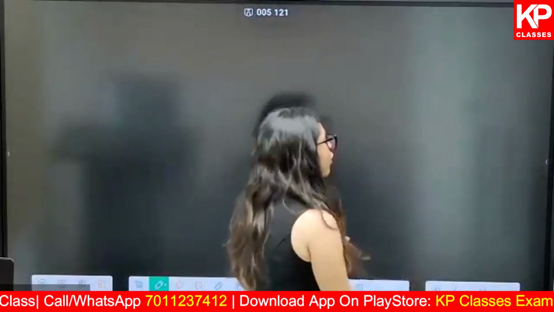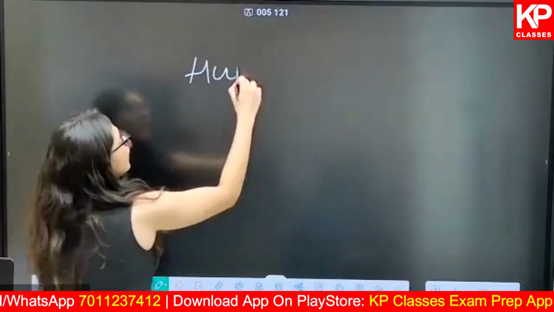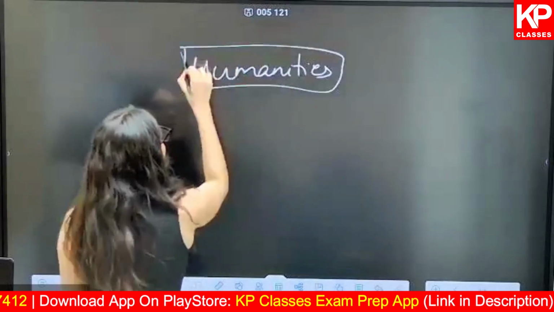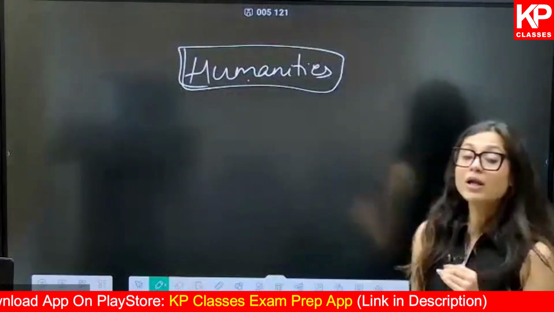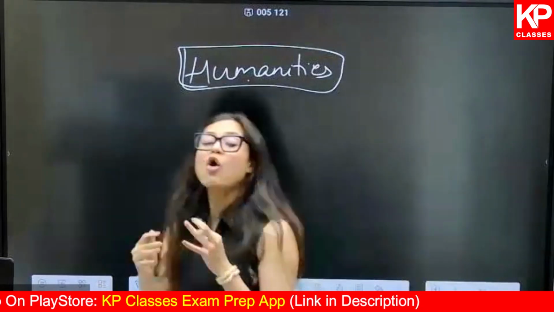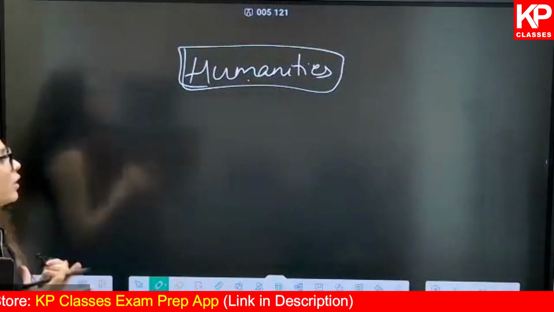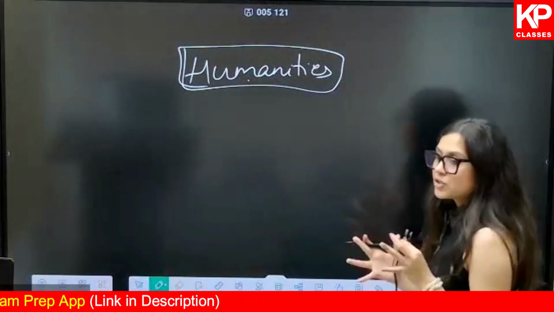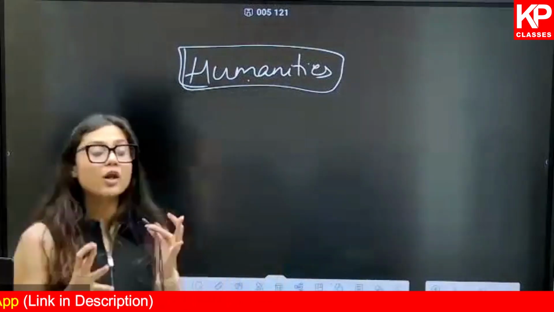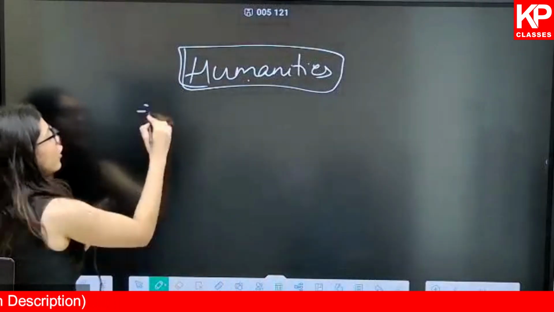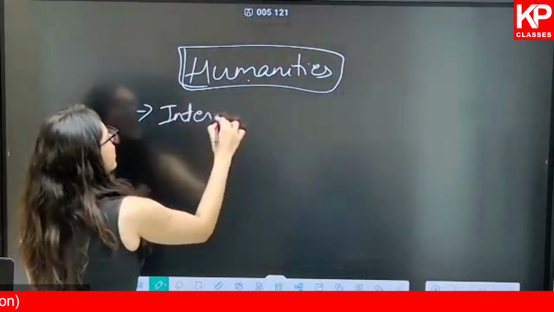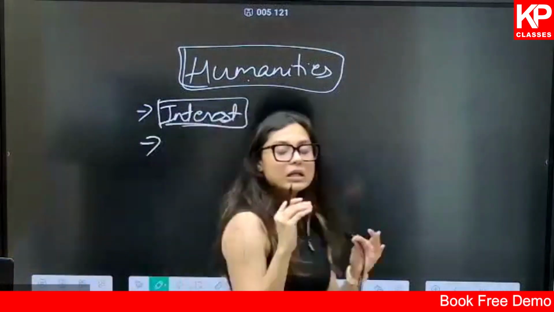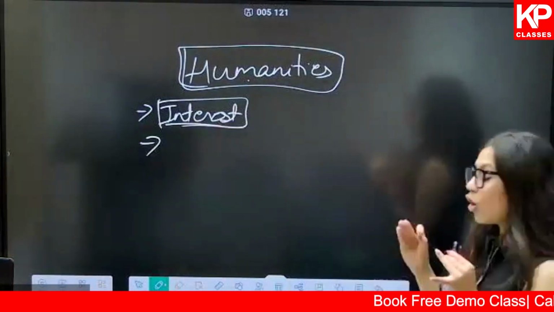Then let's talk about humanities. What are the options? What are the courses? What are the hot favorite courses that you can pursue after your 12th? First of all, you need to segregate all your subjects and look for your interests. What excites you the most? And let's talk about the relevancy of each course.